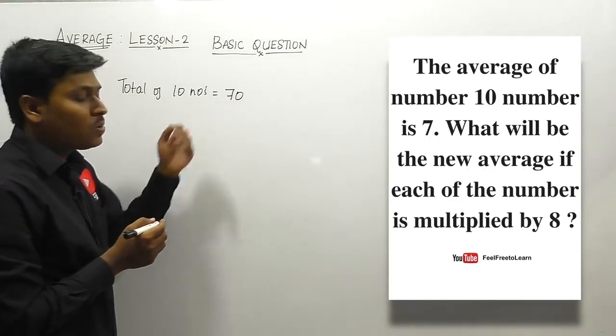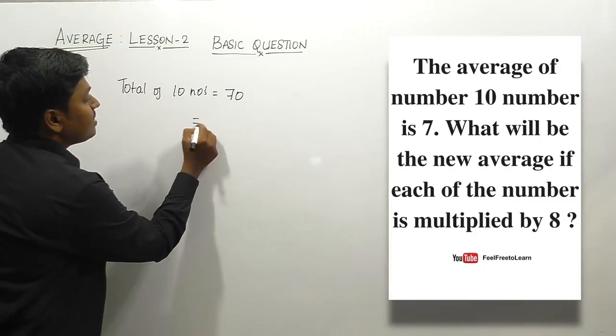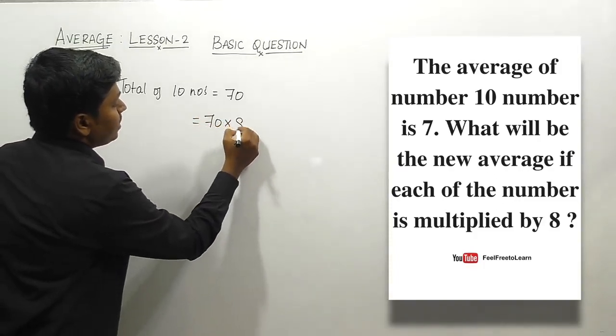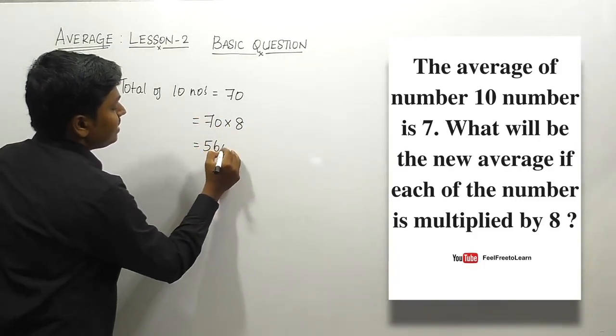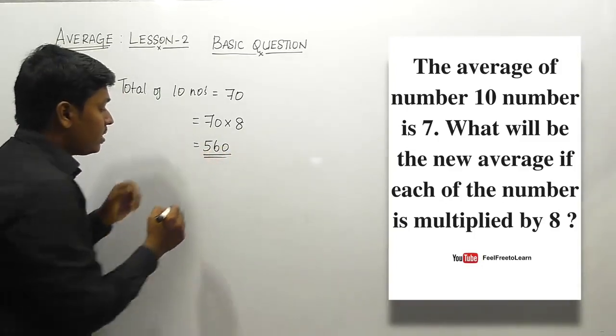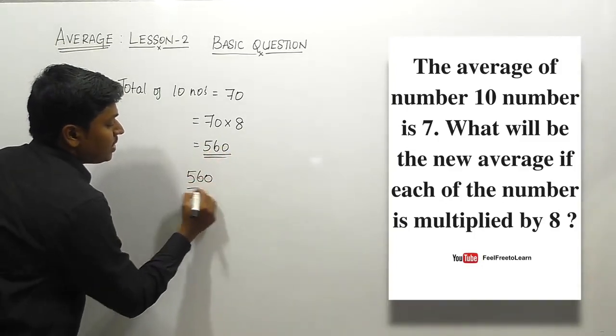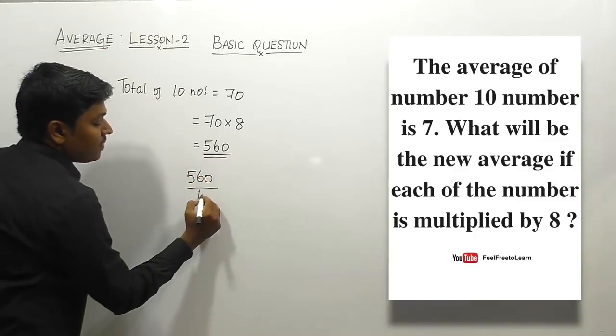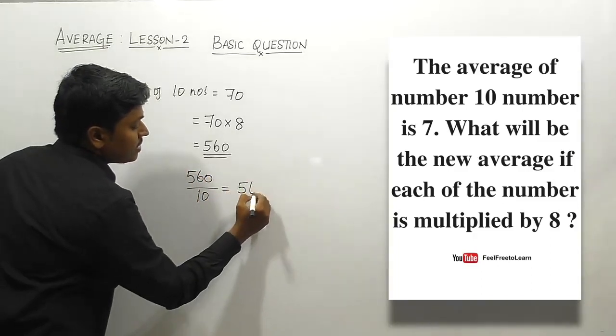We already know that the total will be 70. So we can directly say that 70 into 8, the resultant will be 560. So 560 will be the total, but our target is to find the new average, right? So the total will be 560 and we know that there are 10 numbers. So 560 divided by 10, the resultant will be 50.